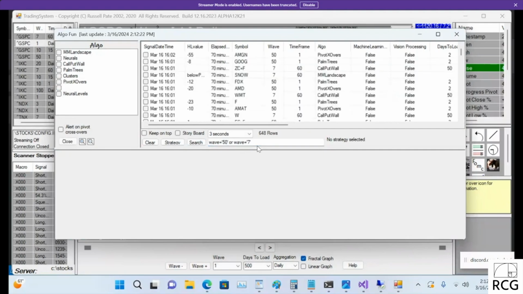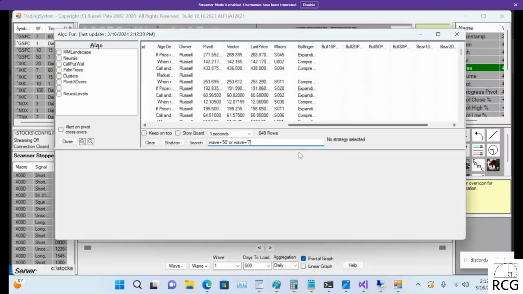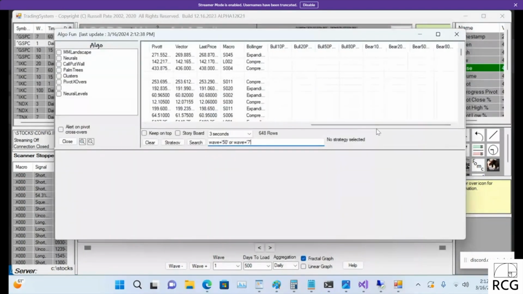Real quick on Algo Fund, I'm sorry. You mentioned a search where you can look at all, let's say, 10% hits or 20% hits, on a 60-minute or on a daily. Let's just say on a daily, your 10% hits, but you only want the daily. You don't want the 60 minutes to show up. You don't want the 1 minute to show up. How would you do it?